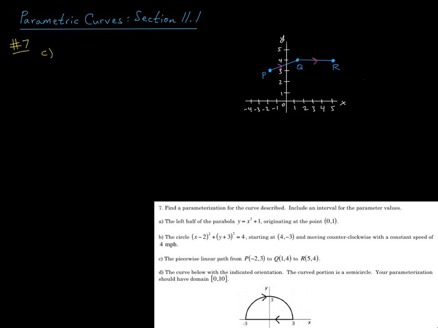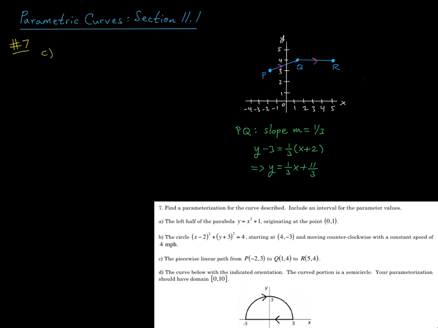Okay, this says the piecewise linear path from the point P with coordinates (-2, 3) to the point Q with coordinates (1, 4) to the point R with coordinates (5, 4). All right, so I have a picture of this piecewise linear path. So we go from P to Q and then from Q to R. All right, so let's start out by looking at this line segment PQ. Okay, I can see that the slope of this line segment is 1/3, because if I move horizontally to the right 3 units, I'm going to move vertically up 1 unit, so the slope is 1/3.